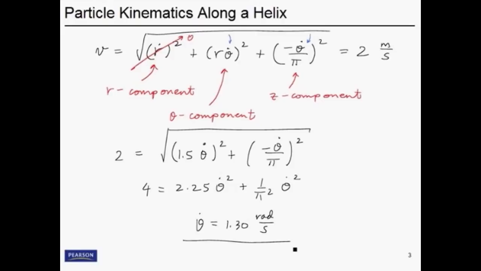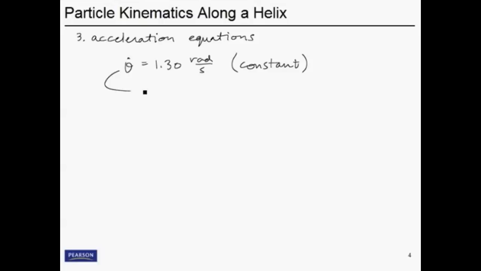Okay, so that was a useful calculation to go through because now that we know theta dot, we can make some observations about what z dot is, and we can go through and do the acceleration part as well. So step 3 is to look at the acceleration equations. Let's start with what we just looked at. We know that theta dot now is equal to 1.30 radians per second. We know that since the speed was constant at 2 meters per second, theta dot must be constant. And of course that just means that theta double dot is equal to 0.